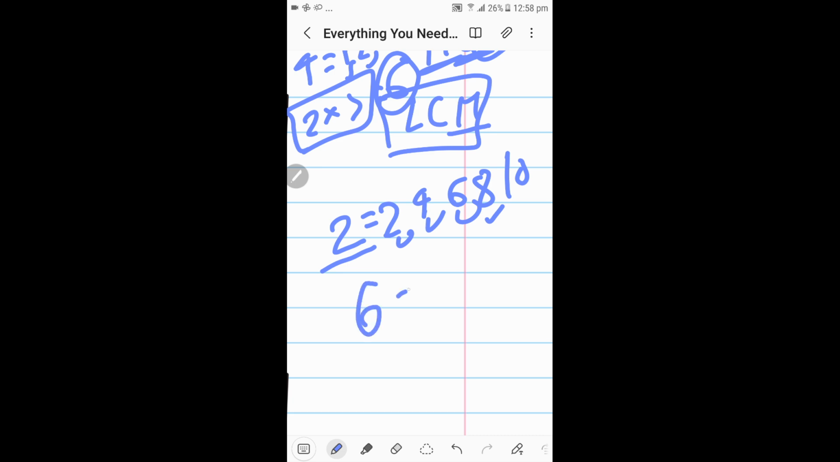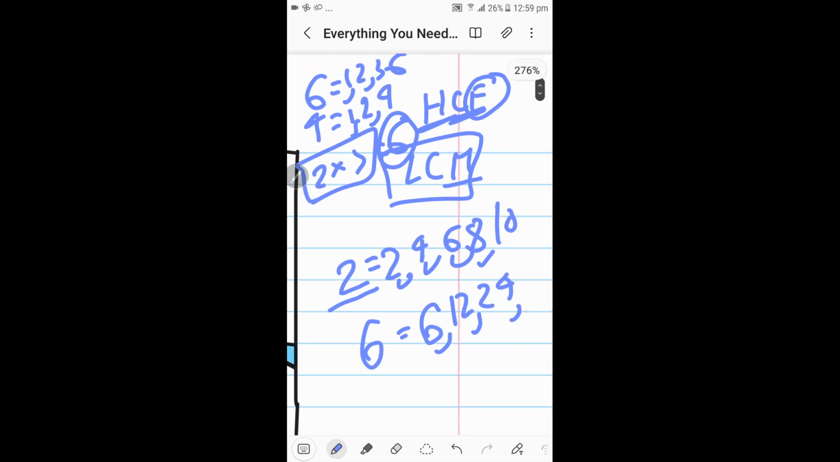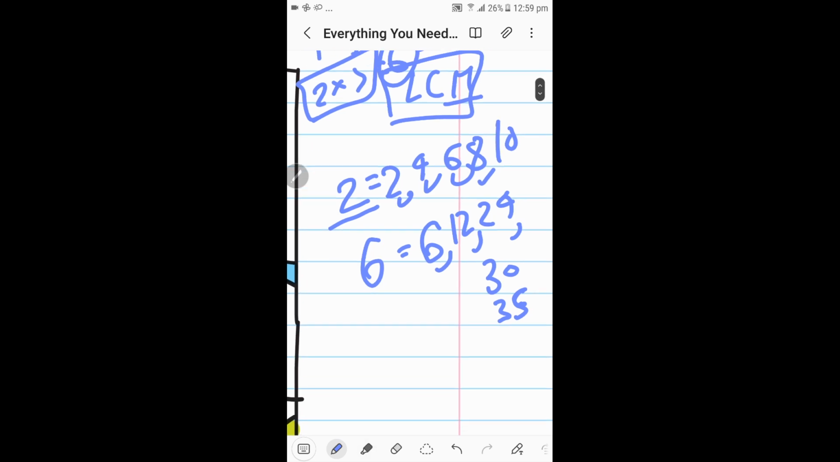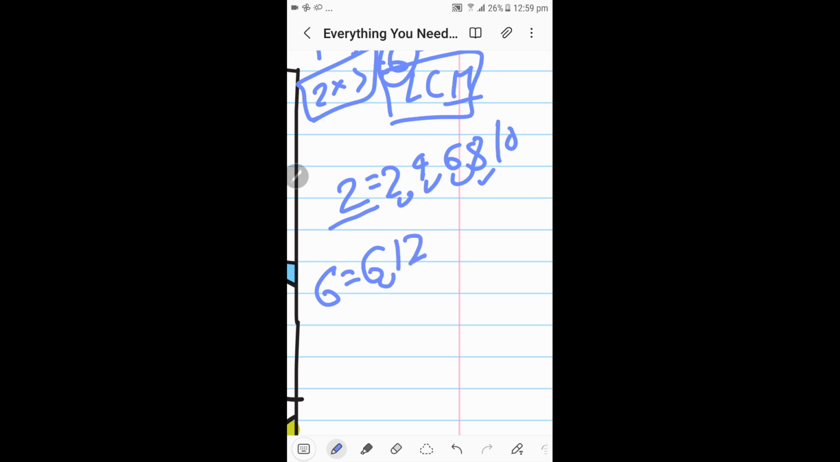Then we have, let's say, 6. Multiples of 6: 6 ones are 6, 6 twos are 12, 6 threes are 18, 6 fours are 24, 6 fives are 30, and 6 sixes are 36. Sorry, I made a mistake earlier with the multiplication table, so let's redo it.